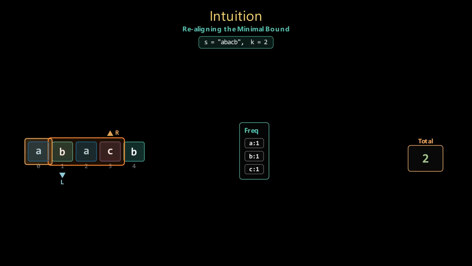The right pointer reaches index 4 and B now has 2 copies. We slide L forward until the window breaks at index 2. That leaves 2 valid starts, indices 0 and 1. We add 2 more and land on 4 valid substrings.